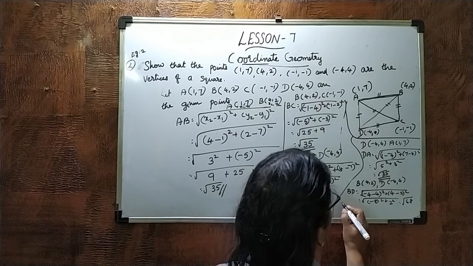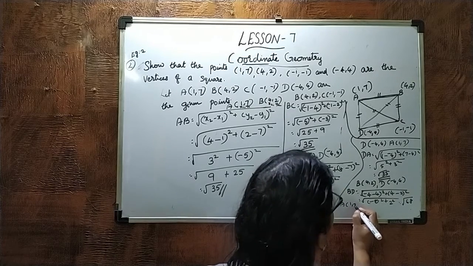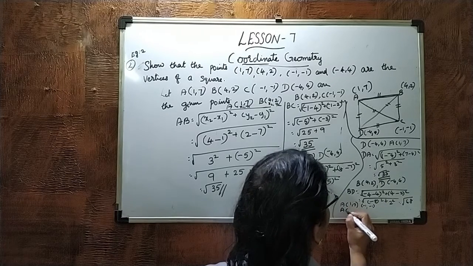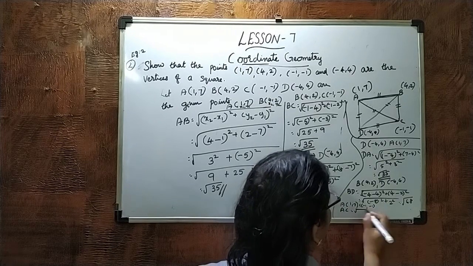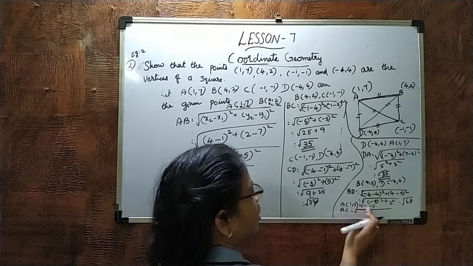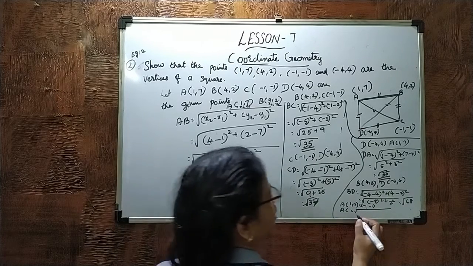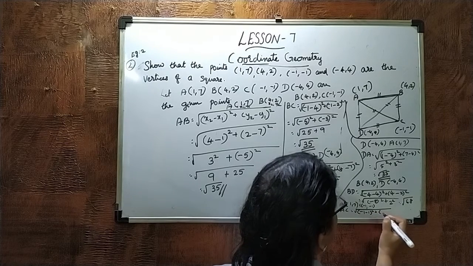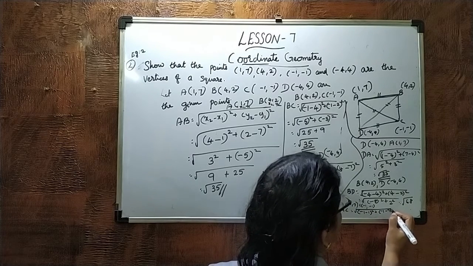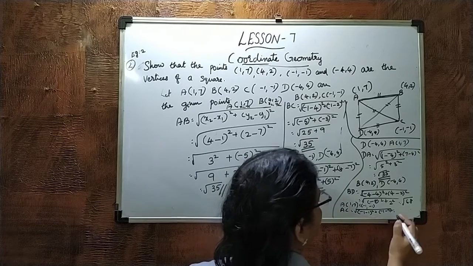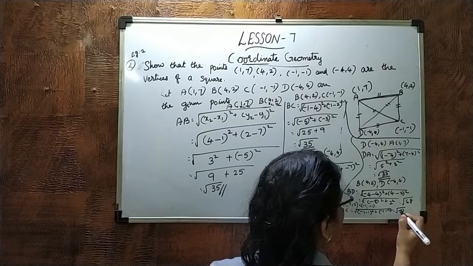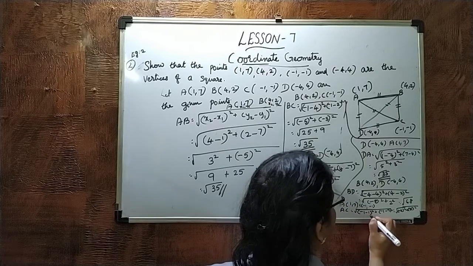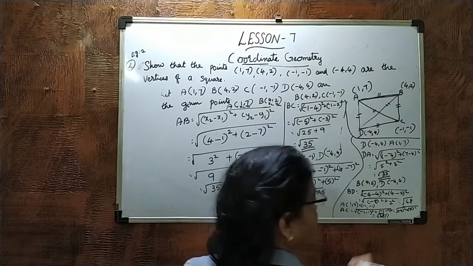AC. AC means A is (1, 7) and C is (-1, -1). So AC equals root of, here it is x1, y1, x2, y2. So it will be -1 minus 1 the whole square plus -1 minus 7 the whole square. Here also it will be root of -2 square plus -8 square. That means you will get the answer, root 68 you will get.